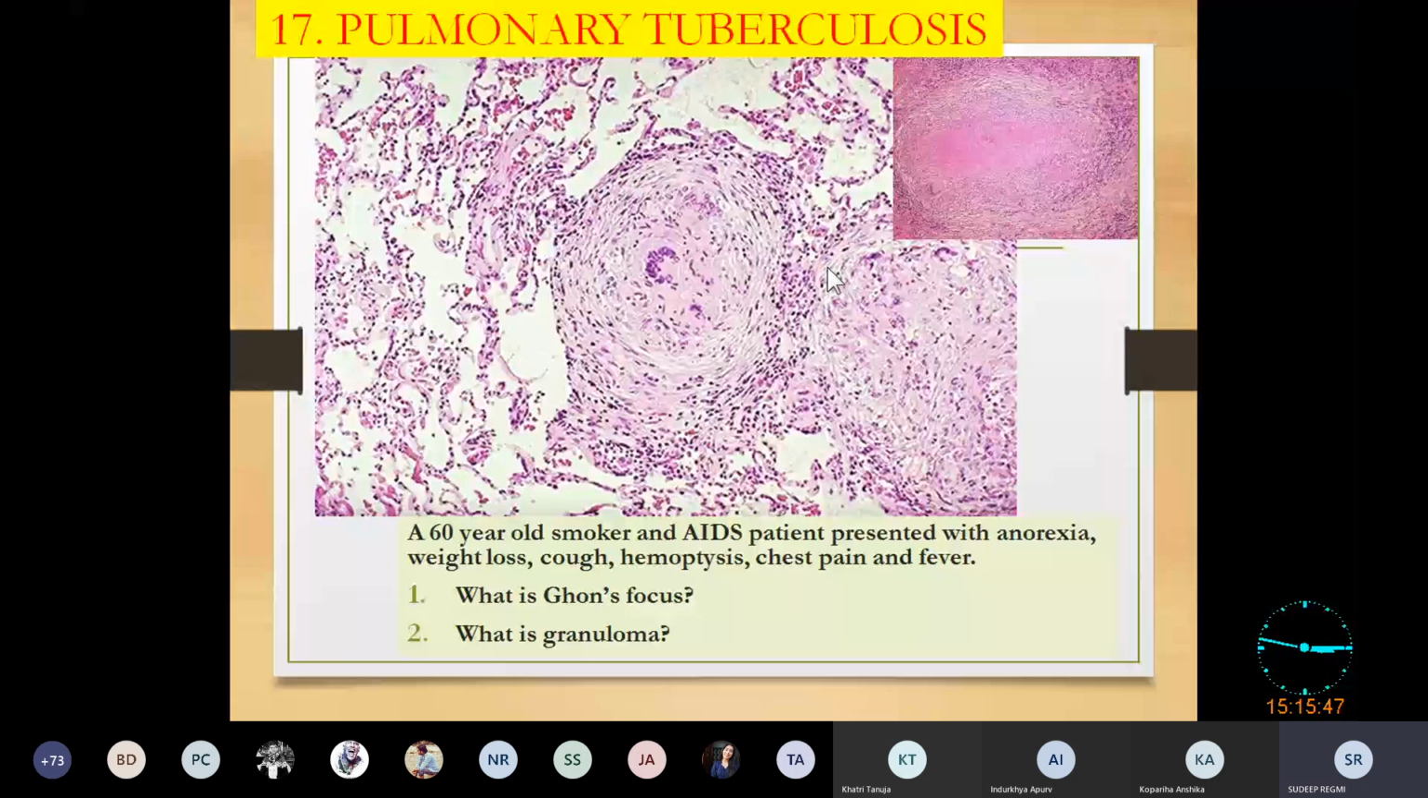Our question will be: a 60 year old male smoker and AIDS patient presented with anorexia, weight loss, cough, hemoptysis, chest pain, and fever. Then you have to write what is a Ghon's focus and what is a granuloma. So what is Ghon's focus?